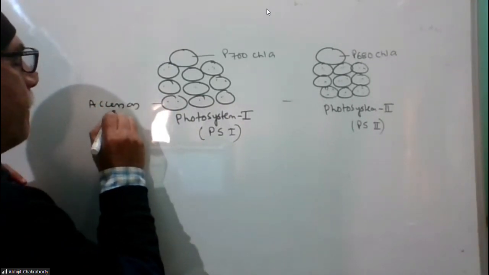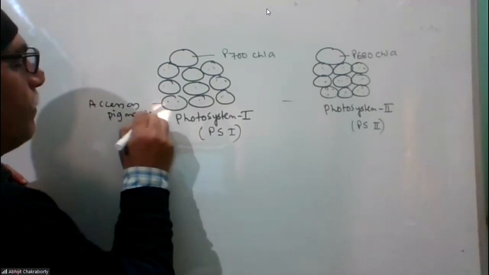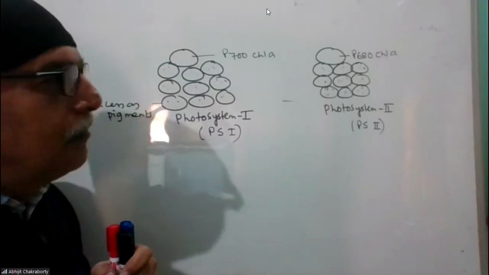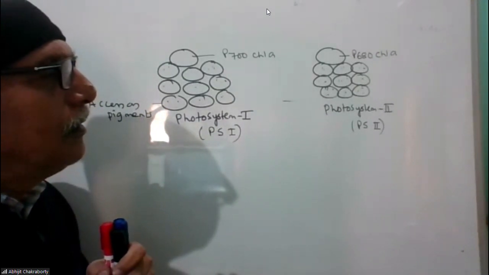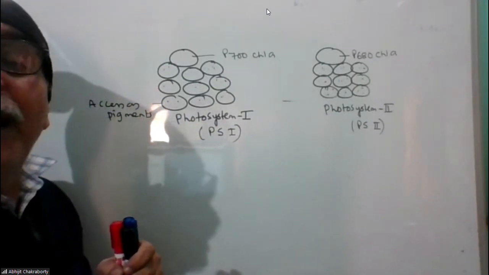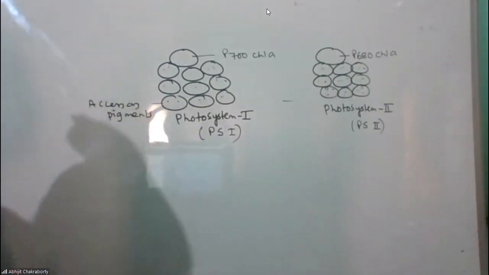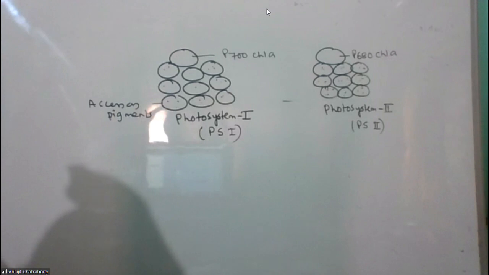Sir, in photosystem 2, is it P680 chlorophyll A or chlorophyll B? Not B. Both are chlorophyll A. Remember this thing.